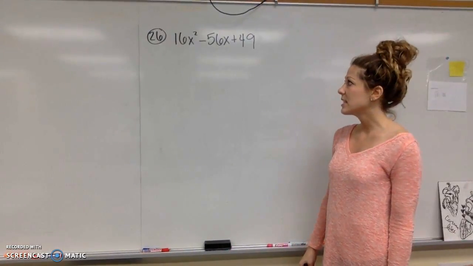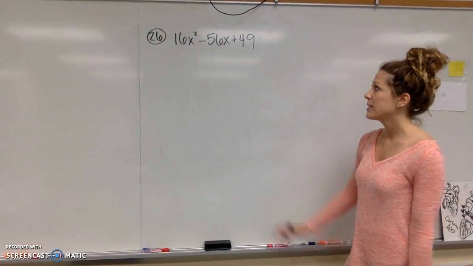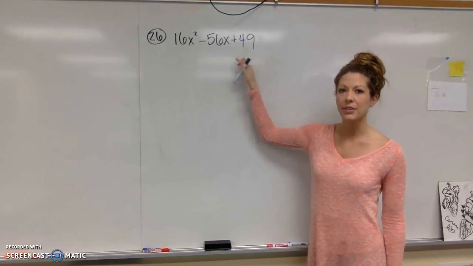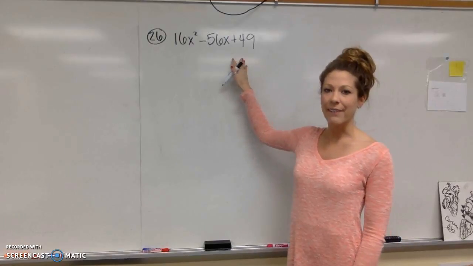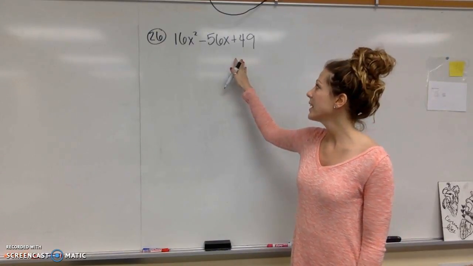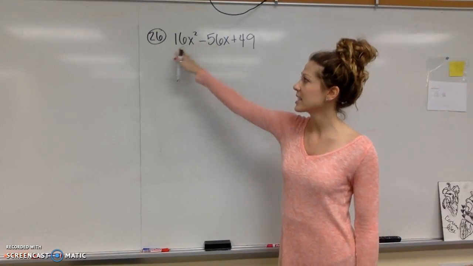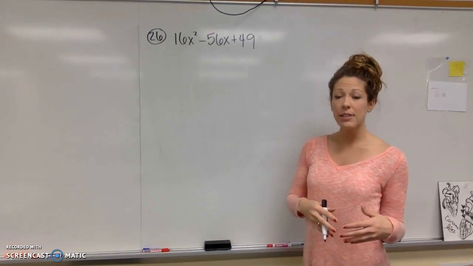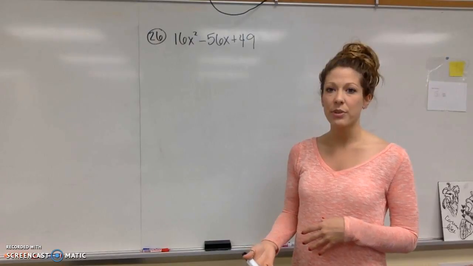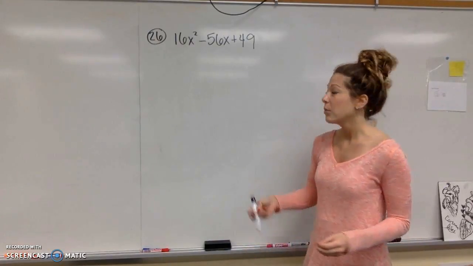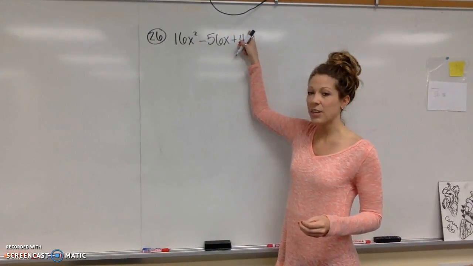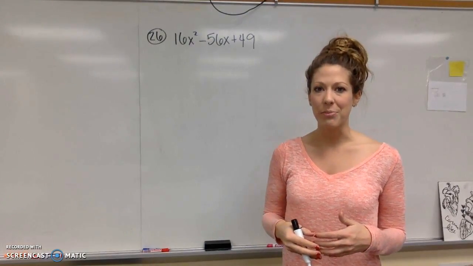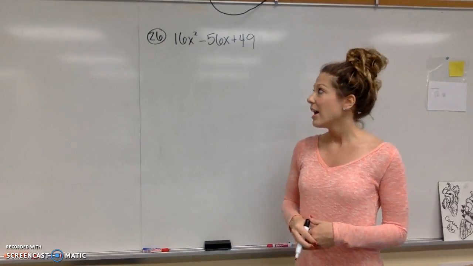Looking at number 26, 16, 56, and 49 do not have a greatest common factor. The only factors of 49 are 1, 49, and 7. And 7 goes into 56, but it does not go into 16. So if we were going to use the method that we just used on 24, and we can do that, we can slide the 16 to the back and multiply, but when you take 16 times 49, it's going to give you a pretty large number that you then have to factor.